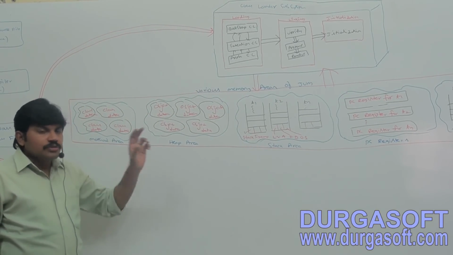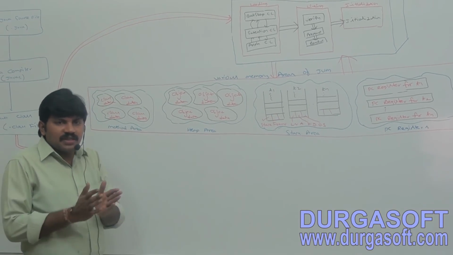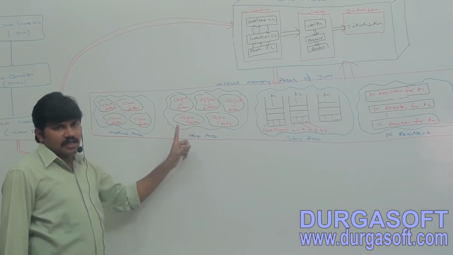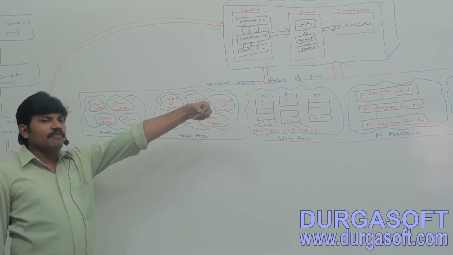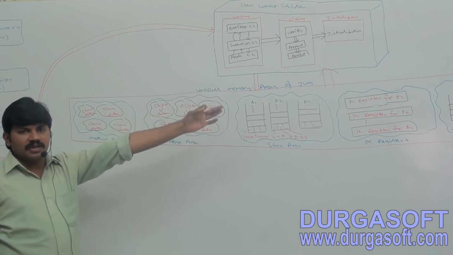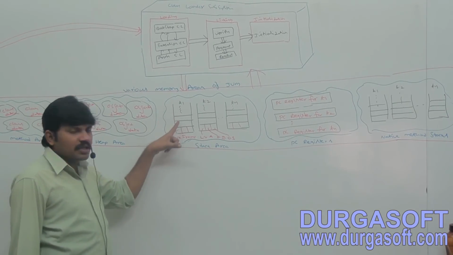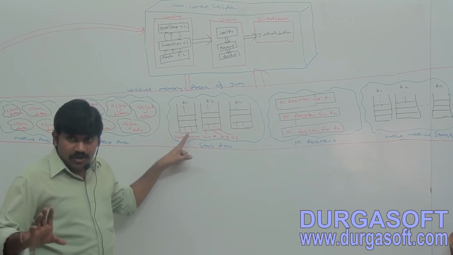Every array in Java is an object only. So these arrays also will be stored in which memory area? Heap area, right? Next, for every thread, one runtime stack will be created. Each and every method call performed by that thread will be stored in the corresponding stack, including local variables also.